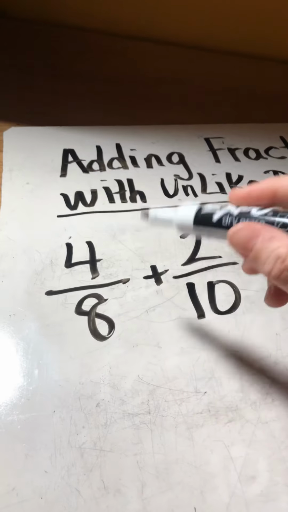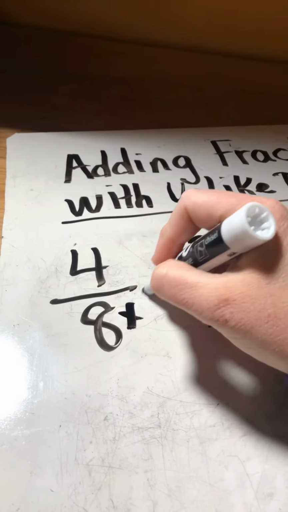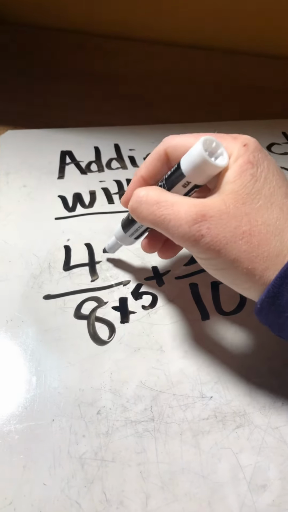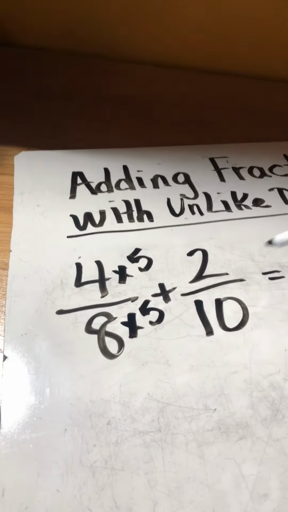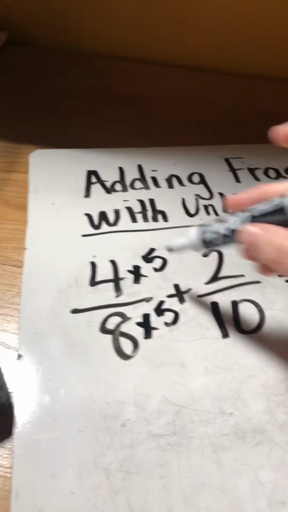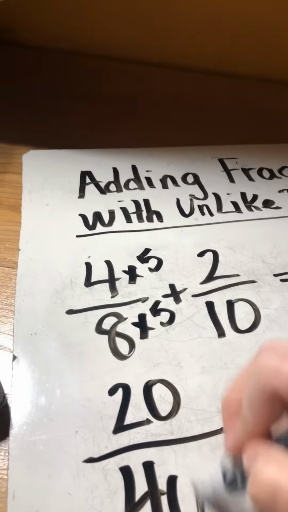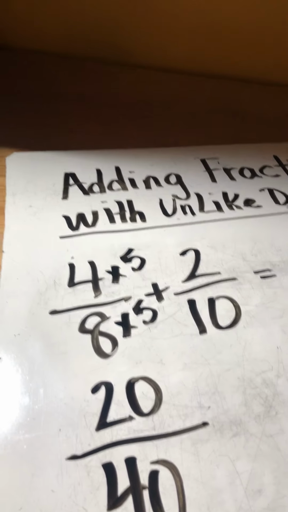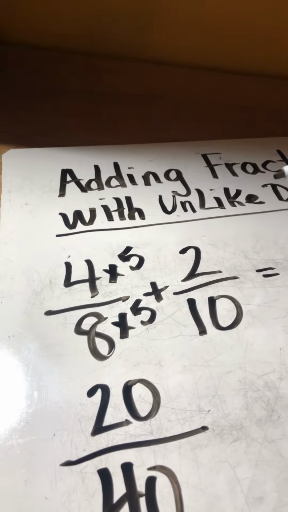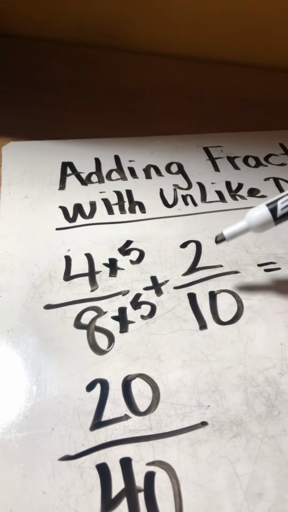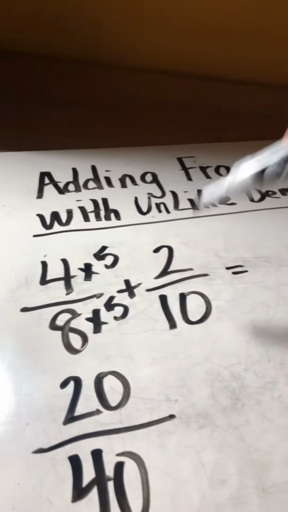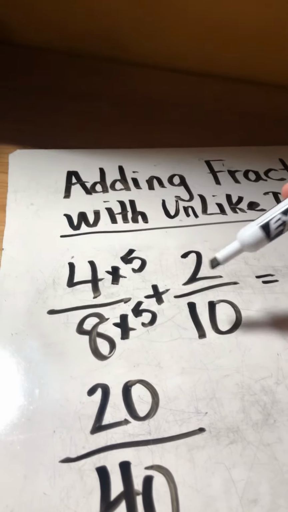How we do that is we are going to change the 8 to a 40 by multiplying it by 5. And whatever you do to the bottom, you have to do to the top. All right, so now when we multiply this out, 4 times 5 is 20. 8 times 5 is 40. All right, so now remember, whatever we do to the bottom, we have to do to the top, okay? So, oh, sorry, I meant now we have 10.